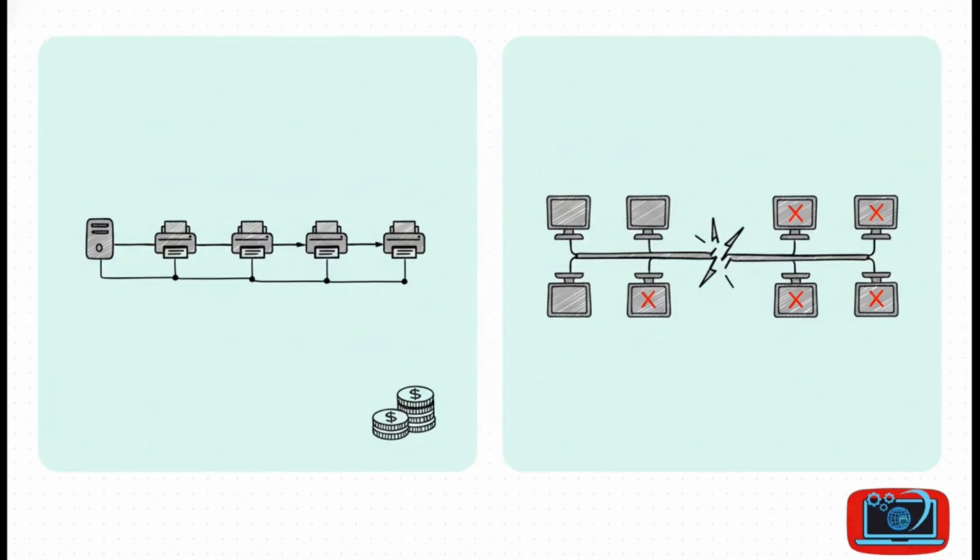But that simplicity hid a massive vulnerability. If you got a single break anywhere in that backbone cable, the entire network would just collapse. It was a huge single point of failure that made it incredibly fragile.